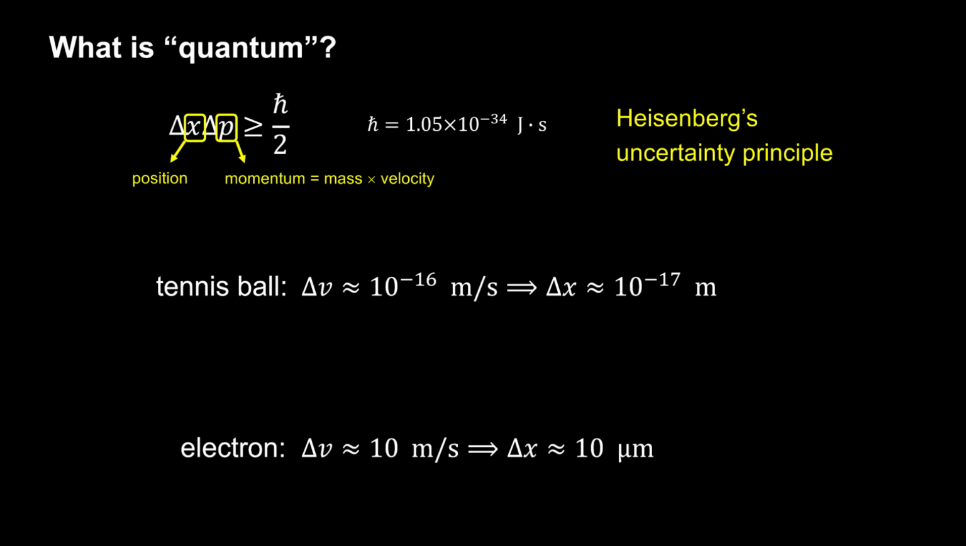And it says, what you see there on the screen, that the product of the uncertainty on the position and on the momentum, which is the velocity times the mass of a particle, must be larger than half the Planck constant, which is a constant of nature that's about 10 to the minus 34 joules second. Now, I don't expect this to mean anything to you, so let me give you a practical example.